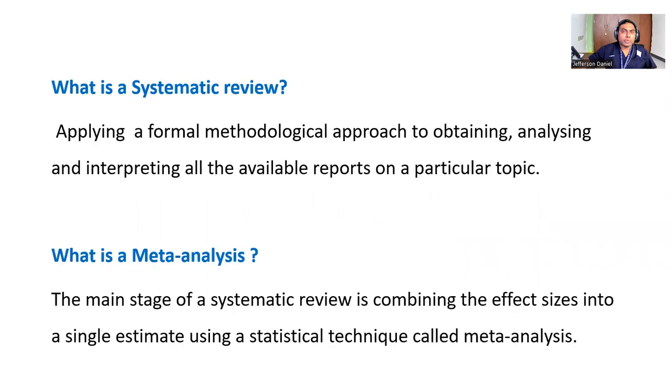So, what is a systematic review? Systematic review is applying a formal or a methodological approach, a standard approach to obtain, analyze, and interpret data on a particular topic. So you have a particular research question or a topic. For example, let's take the diagnosis of tuberculosis using gene expert. Now that's a topic, you need to know how good gene expert is.